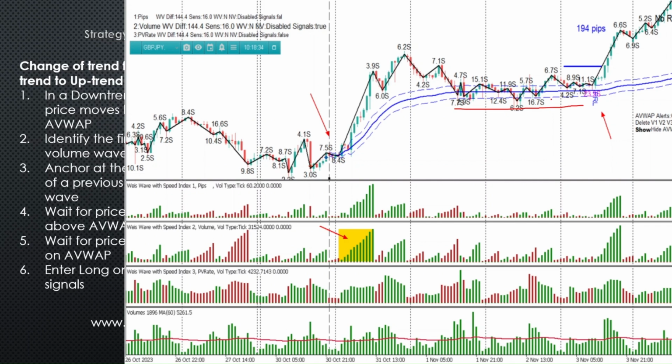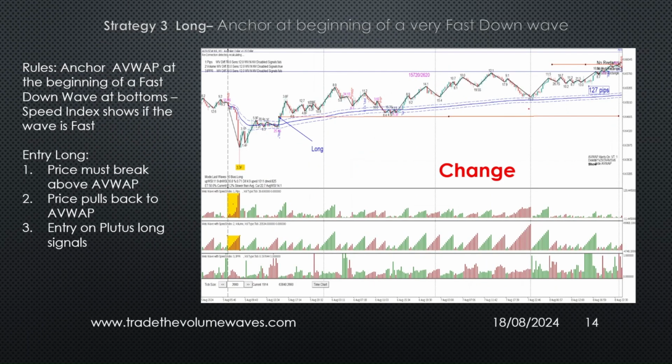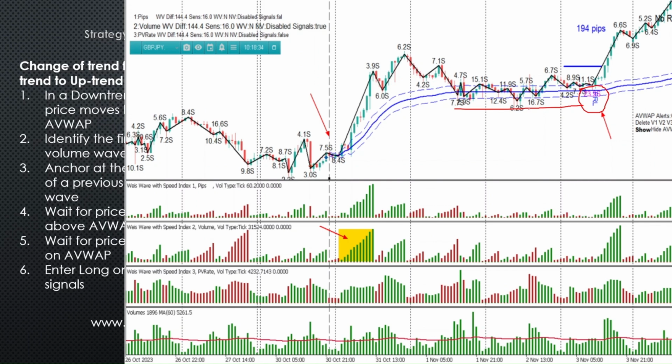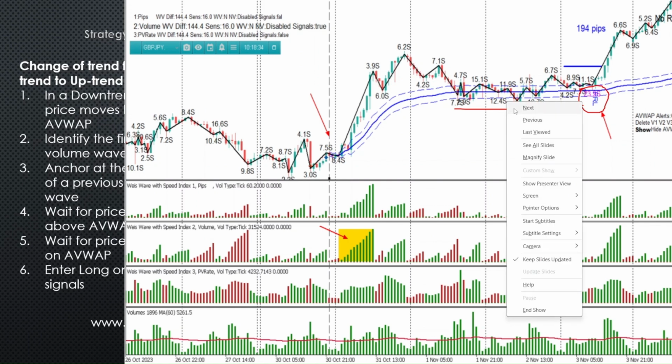There's a bit of overshoot. Sometimes this happens. And then we enter long as we are above VWAP and we get a Bluetooth signal, which is this one. Okay, this move was about 194 pips.